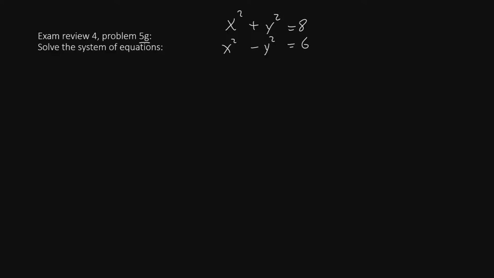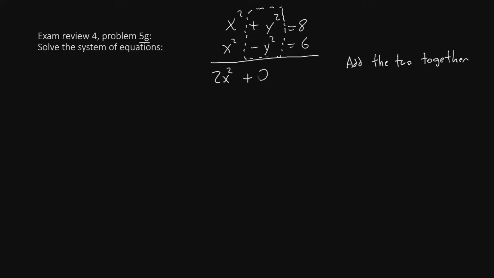x and y. Now, the first thing I'd like to point out is that we have plus y squared in the first equation and minus y squared in the second equation. If you see that pattern, you can add the two equations together. So we'll have x squared plus x squared gives 2x squared. Positive y squared and negative y squared cancels out and gives 0. And then 8 plus 6 gives 14.